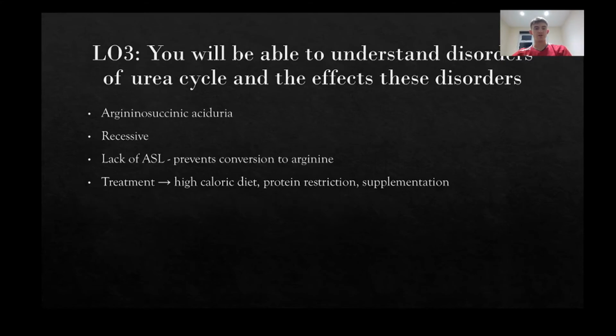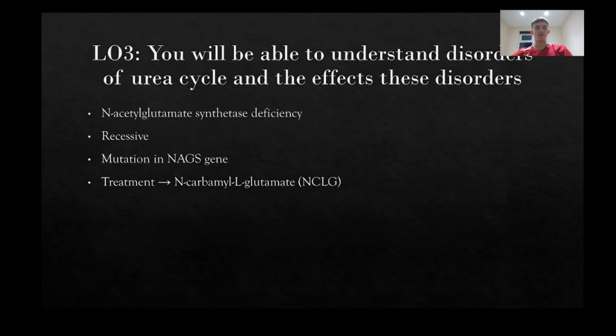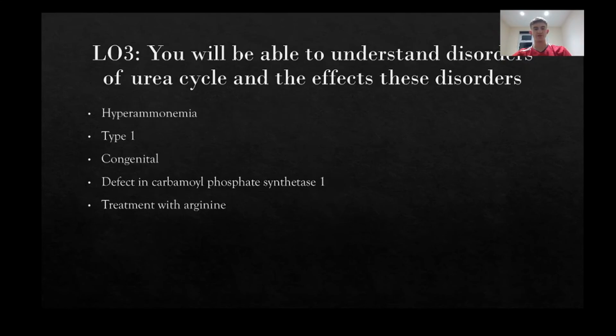And then we have argininosuccinic aciduria, again recessive, and that's lack of the argininosuccinate lyase, so the prevention of conversion to arginine. And the treatment is again high caloric, protein restriction, and supplementation. We also have N-acetylglutamate synthetase deficiency, recessive, mutation in the NAGS gene, and treatment with carbamyl glutamate to make up for the deficiency. Hyperammonemia, we've got type 1, so it's congenital, and defect in carbamoyl phosphate synthetase enzyme that we saw at the very start of the cycle, and the treatment is with arginine.